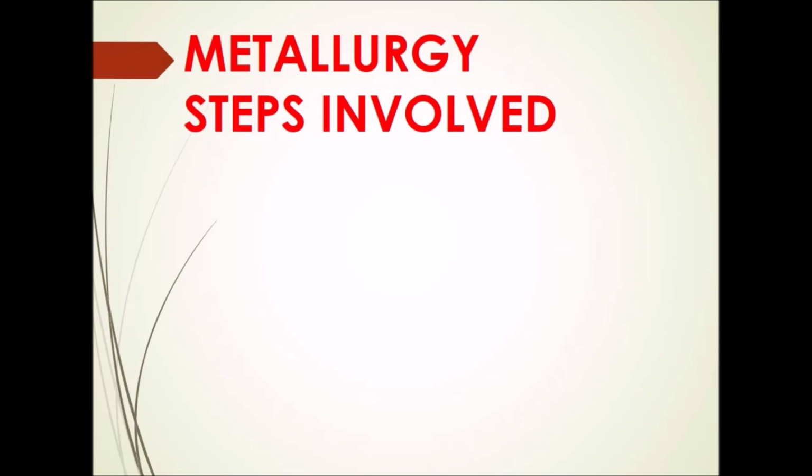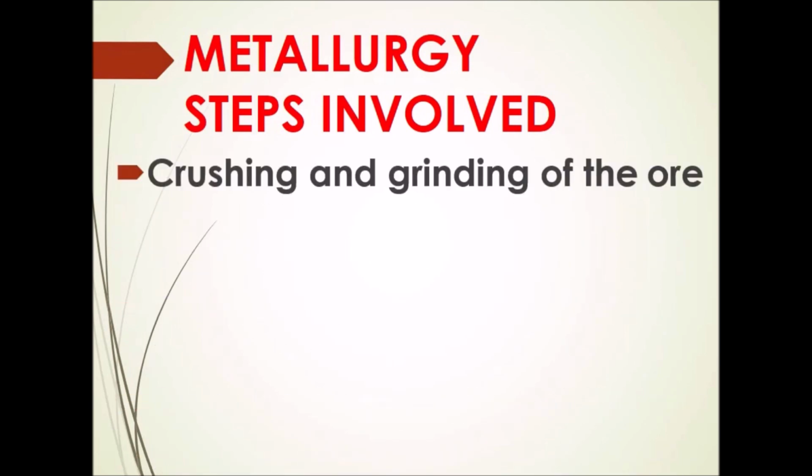Now let me quickly recall the steps involved in this process of metallurgy, and let us apply these methods in the extraction of metals. The first step is crushing and grinding of the ore. You crush and grind the ore once it is taken from the earth, because it will be in huge lumps.